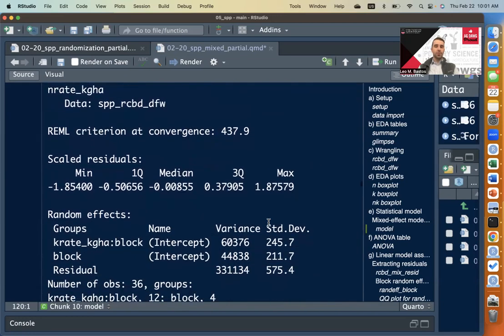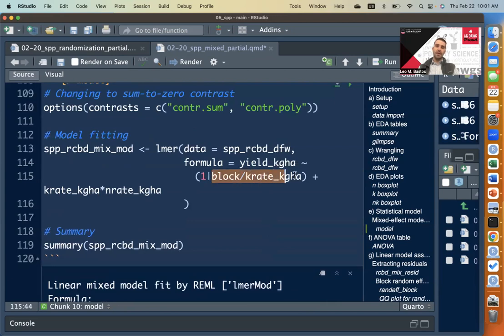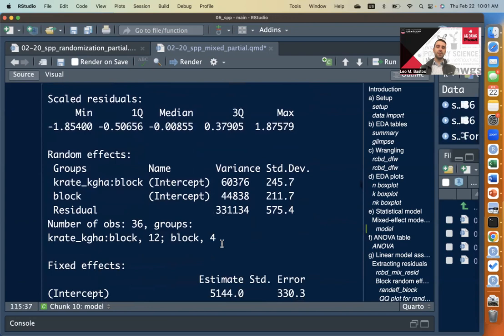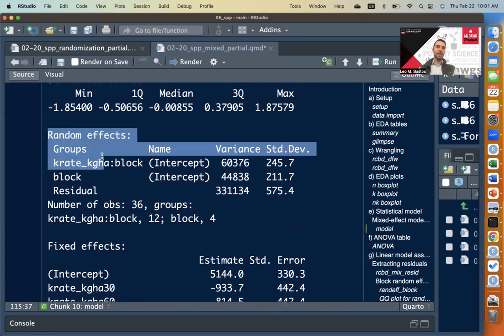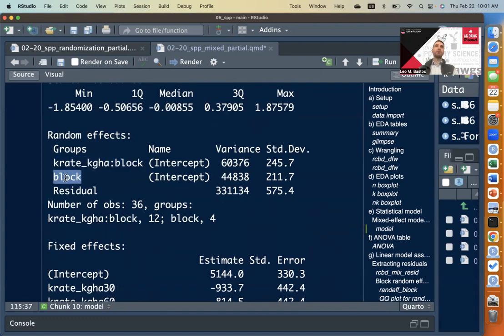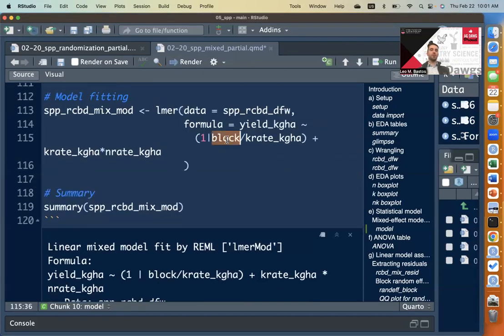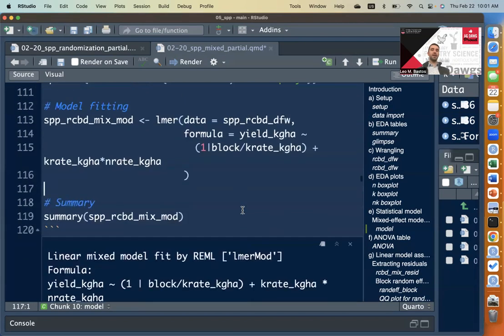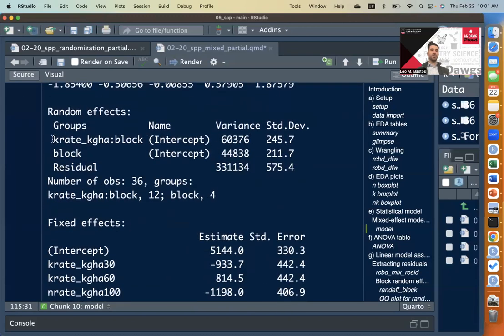I guess what I do want to show you here is what this specification of having potassium rate nested in block means when it comes to the summary here. So we have this random effects section of the summary, where we have the interaction between potassium and block, and then block by itself. Whenever we do that nesting, this is what that nesting breaks down as. It takes the larger unit, which appears first on the nesting formula, and does the main effect of that. However, it does not take the main effect of the second part, because it is nested. So it takes actually the main effect of block, and then the interaction of block and potassium rate as well.